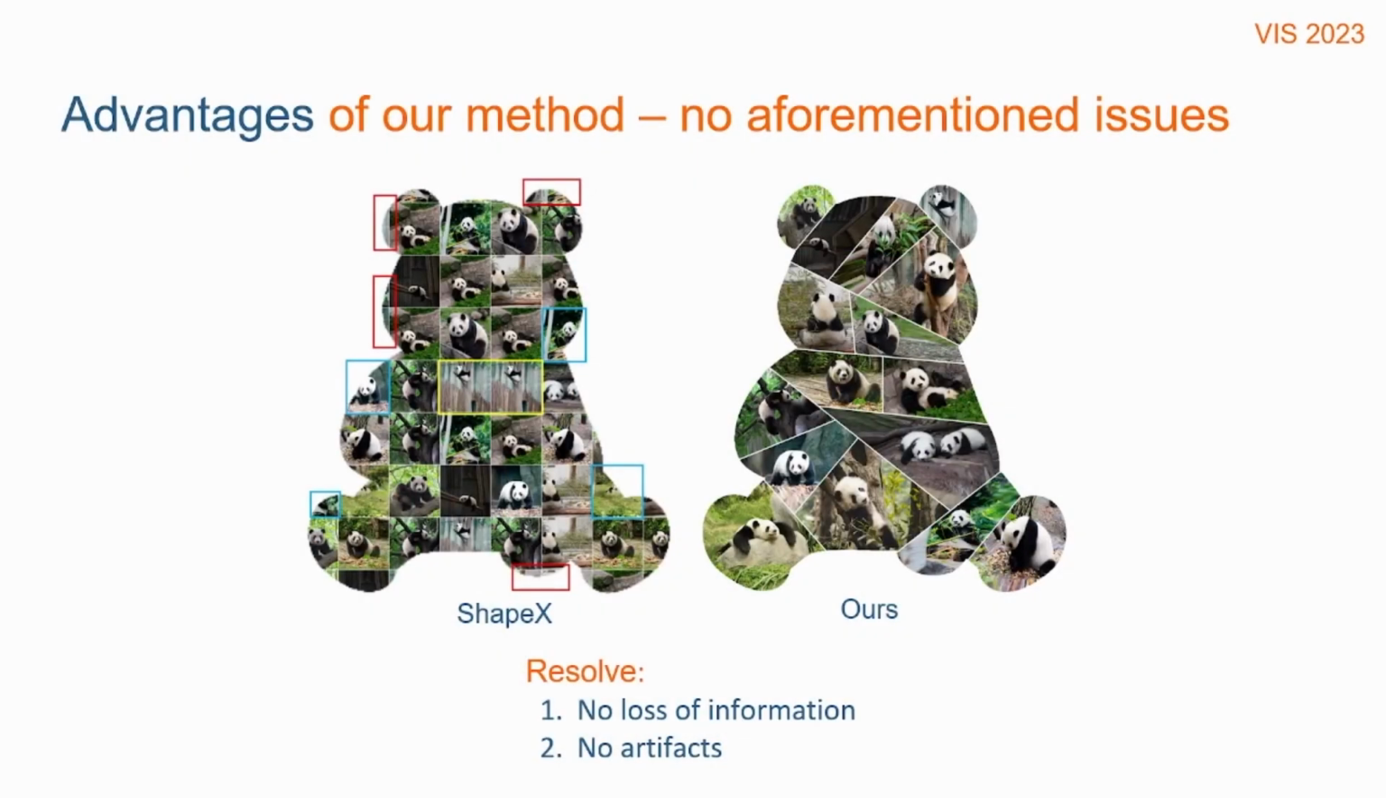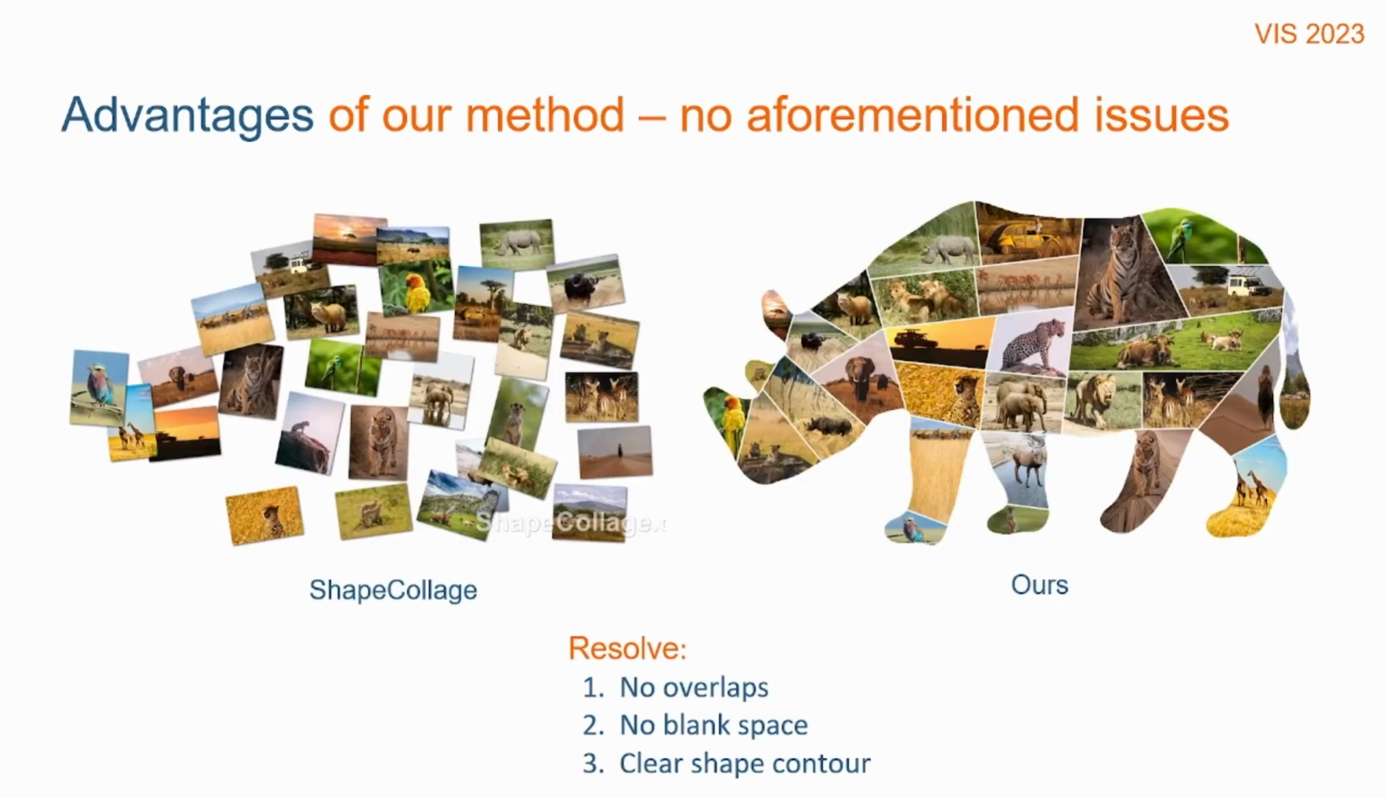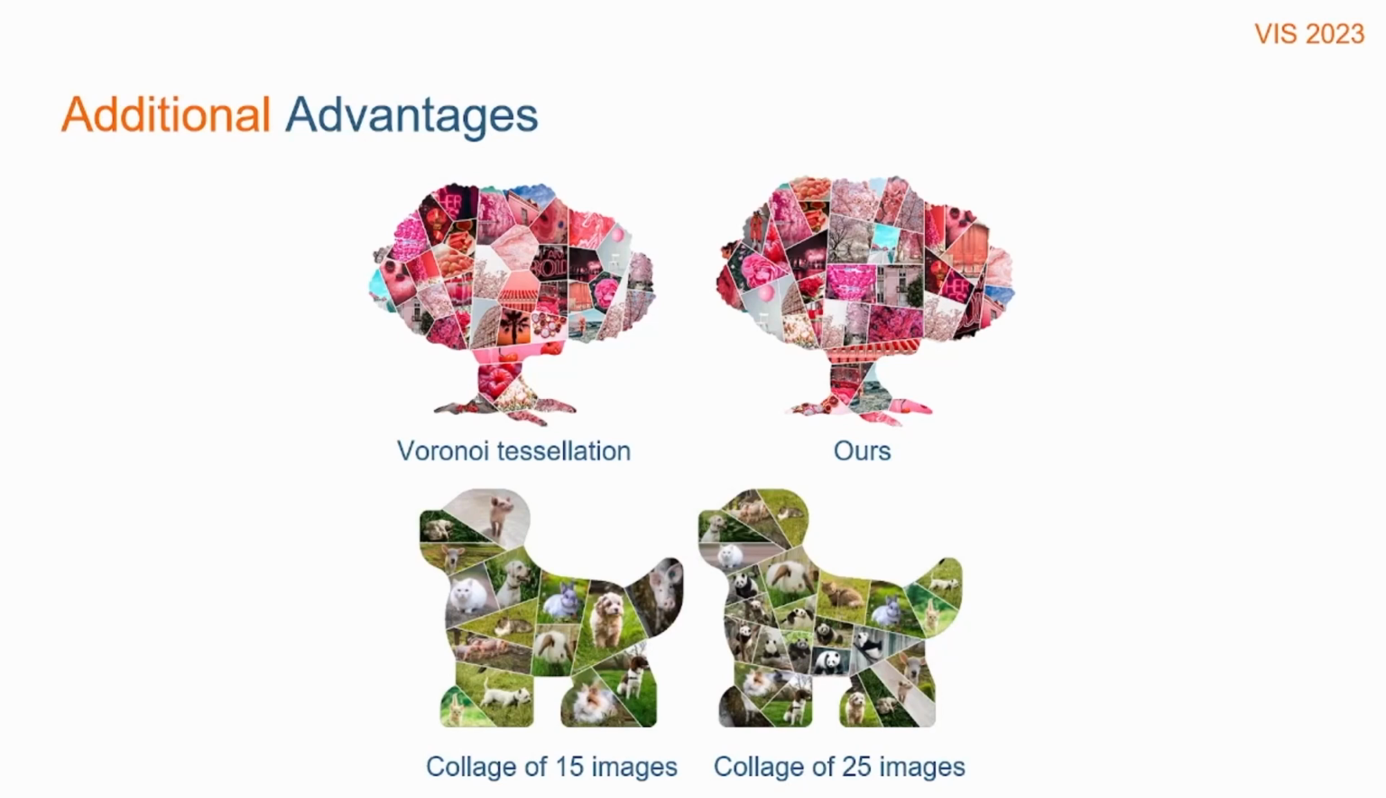Now that I have introduced our method, let's look at some examples to see if our method is actually effective. Compared to directly masking the rectangular collage, our method has no loss of information and no useless partitions. Our method also does not produce overlaps and blank spaces. Most importantly, the contour of the shape is clear. There are additional benefits. For example, compared to using Voronoi tessellation after shape decomposition, our method produces a consistent partitioning style. Furthermore, the style is consistent across different image collection sizes.